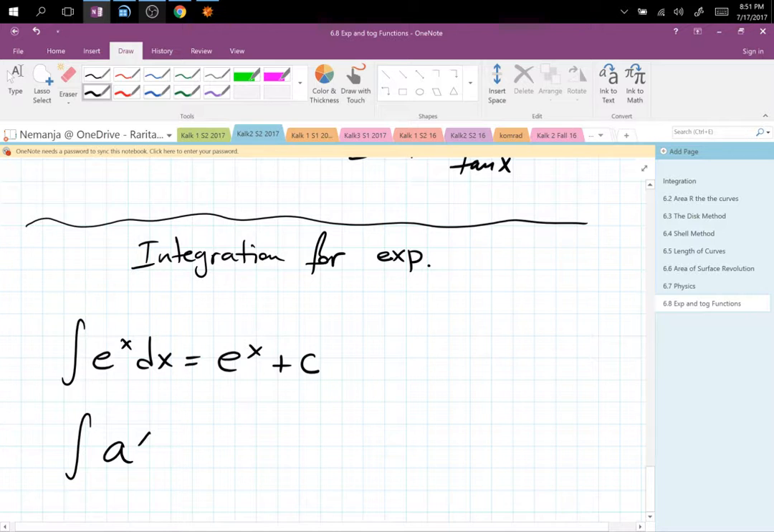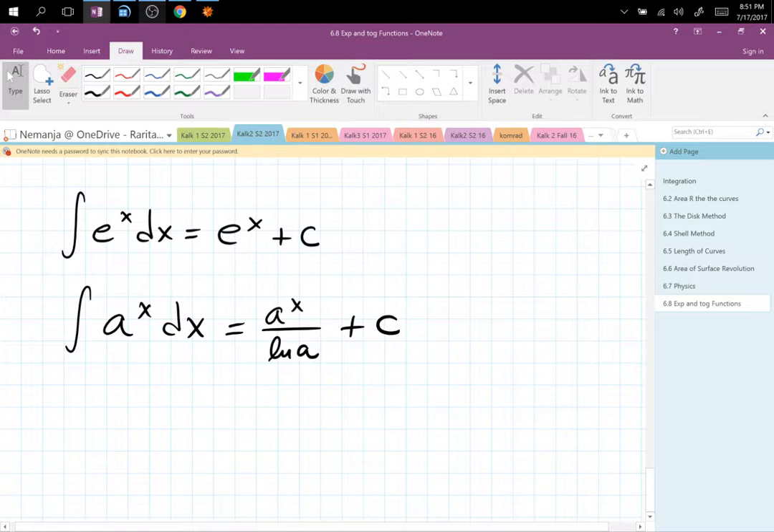What's the integral of a to the x dx? A to the x over ln of a. Yes. So it's going to be a to the x over ln a plus c. Nice. Good. And that's that. Done.